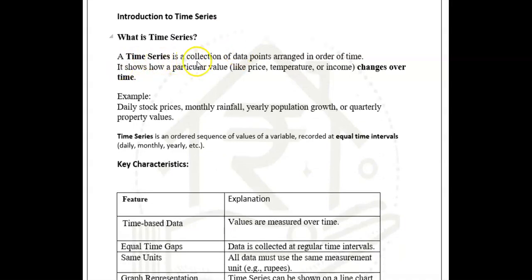A time series is a collection of data points arranged in order of time. It shows how a particular value like price, temperature, income changes over time. Time series is a graph of the last 30 years, 40 years, 50 years, showing how the rates, rainfall, temperature move. We have to collect the data of the last 40 or 50 years with the same time scale. We prepare a graph. That graph is called a time series.